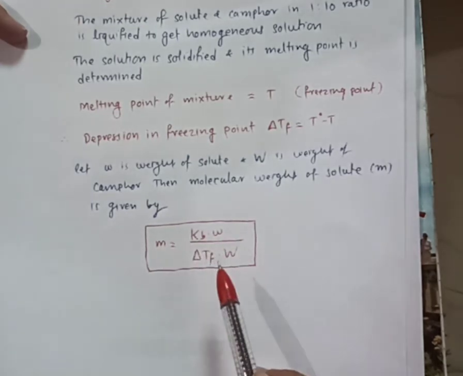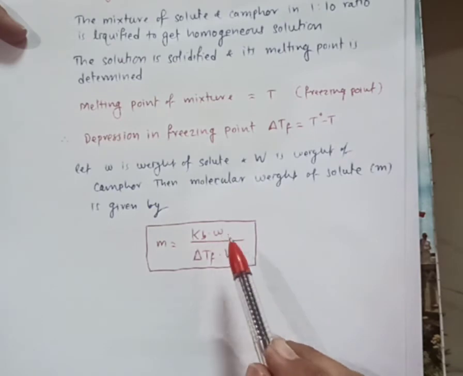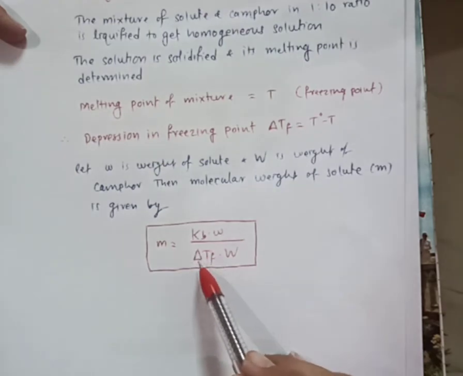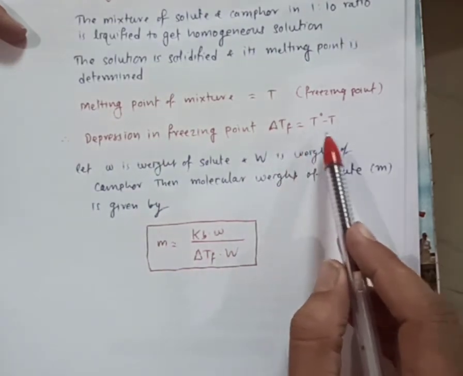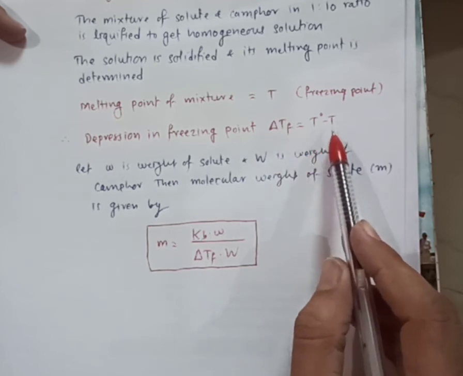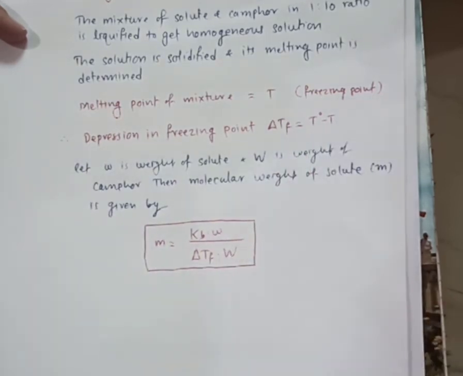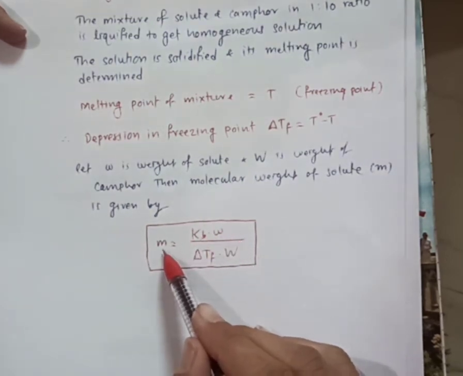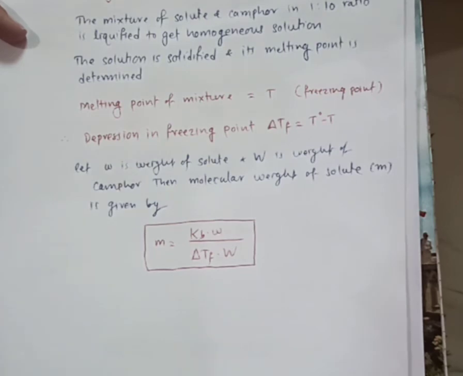These all terms are known to us. Small w is the weight of solute, capital W is the weight of solvent, that is camphor. Delta Tf we have just determined by the experimental procedure, delta Tf equals T standard minus T, and Kf is the molar depression constant. So by knowing all these terms, we can calculate the molar mass or molecular weight of a solute by the Rast method.